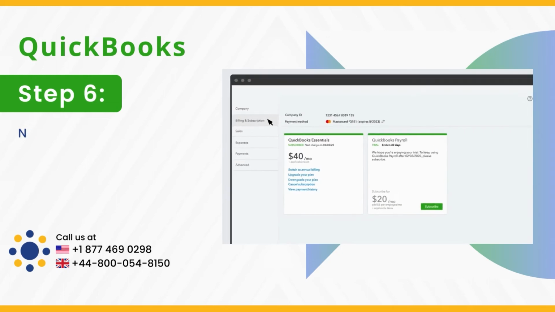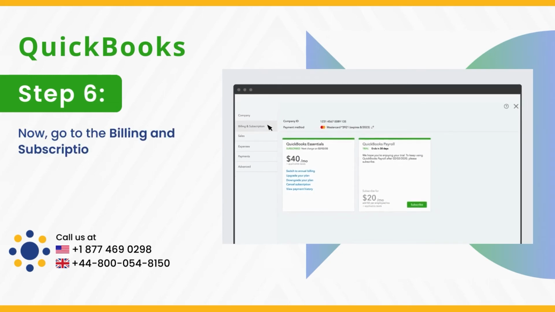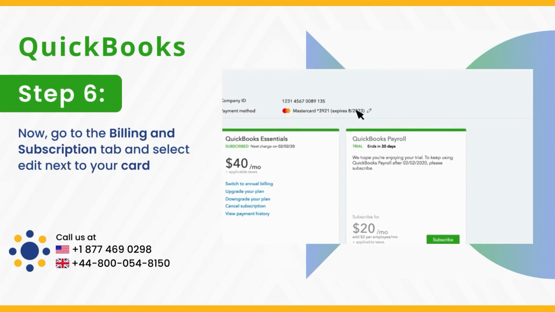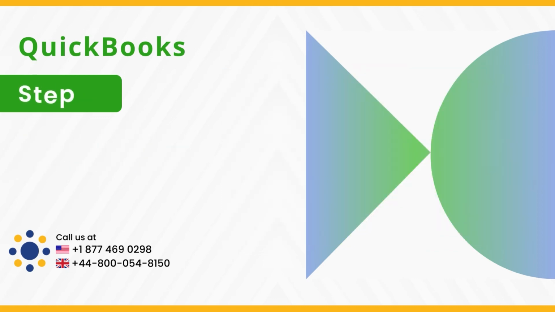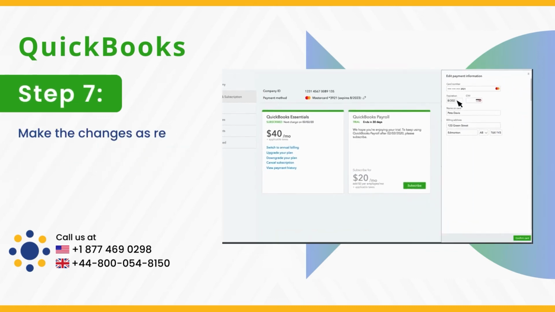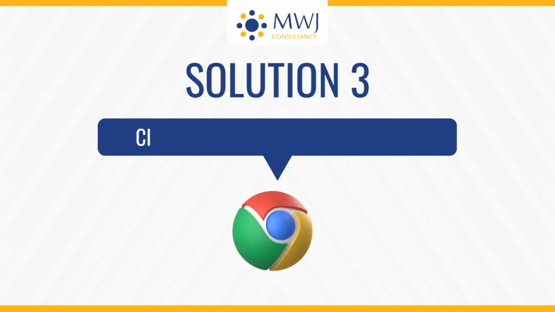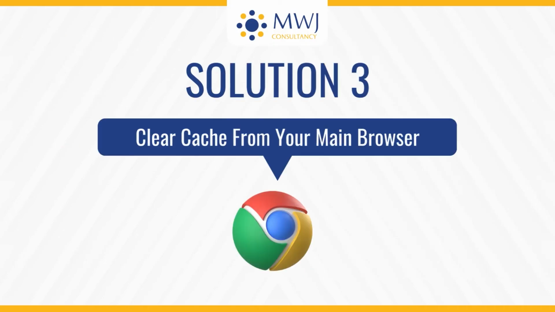Step 6. Now go to the Billing and Subscription tab and select Edit next to your card detail. Step 7. Make the changes as required and save it. Solution 3. Clear cache from your main browser.